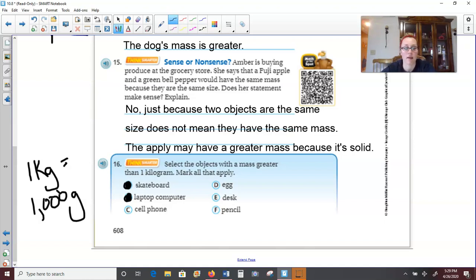How about an egg? 1 egg, definitely not heavier than a kilogram. A desk? Yes, a desk certainly would be. How about a pencil? No. Okay, so those 3 items would be heavier than a kilogram. They'd have a greater mass.